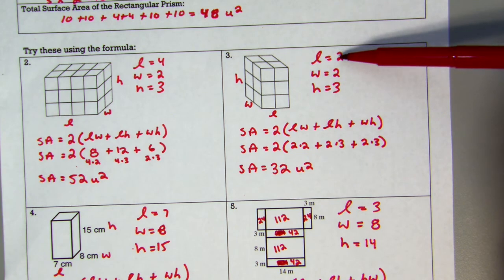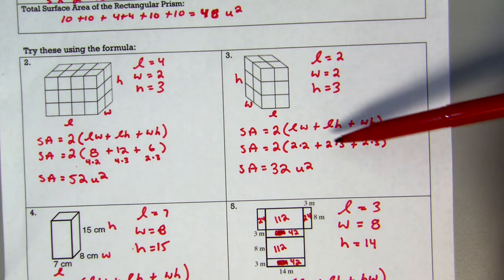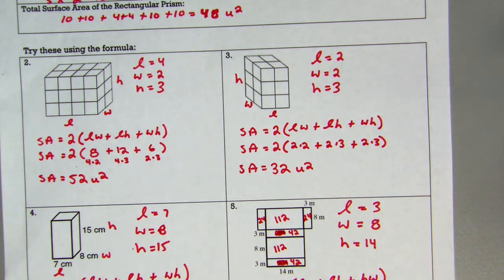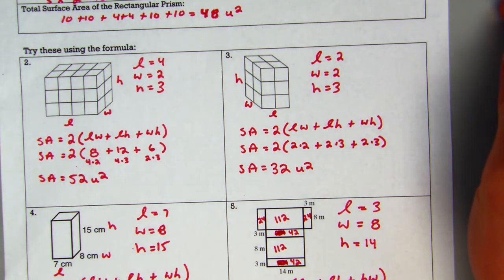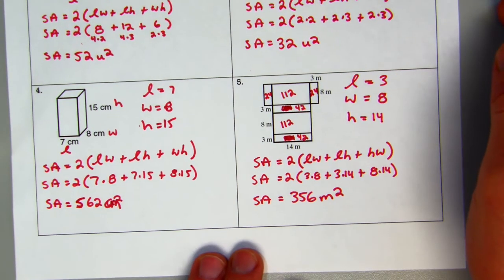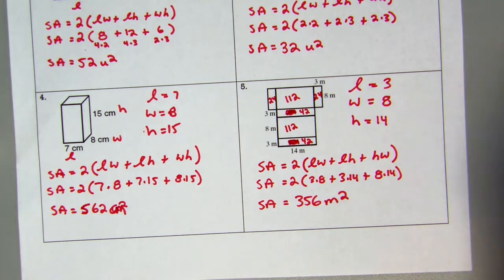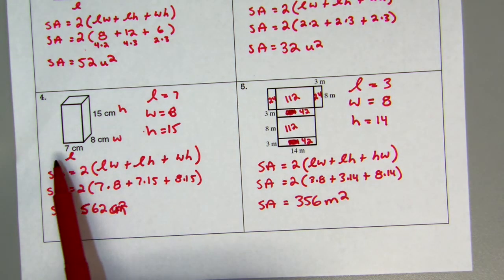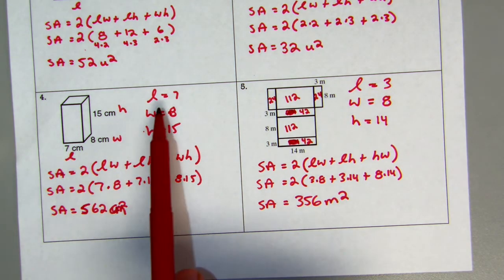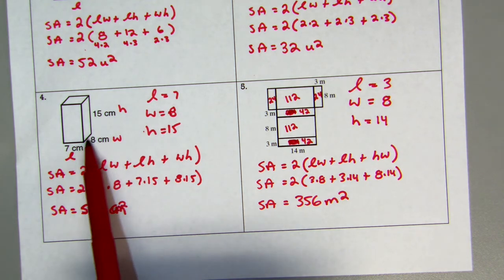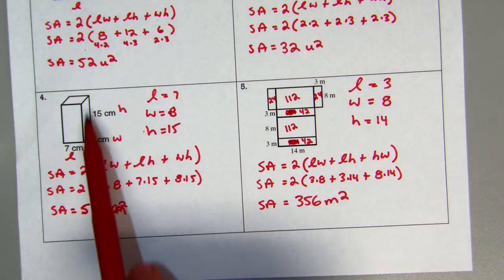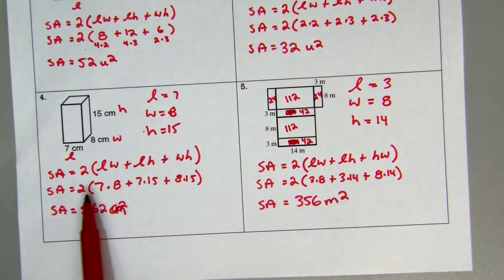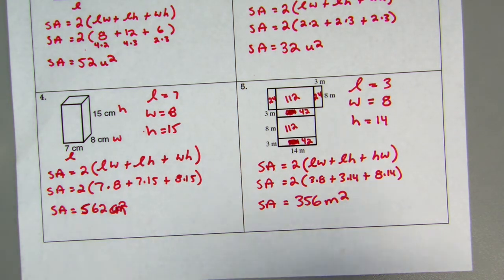For number 3, length of 2, width of 2, height of 3, plug it into your equation, and you should get an answer of 32 units squared. Number 4, we no longer see the boxes. In this case, they actually gave us the measurements. So we saw it, and we're going to keep with the same routine here. The length goes across, that's our 7. The width goes back to front, which is your 8, and the height goes up and down, which is your 15. Go ahead and plug into the equation, and you should have gotten 562 centimeters squared.